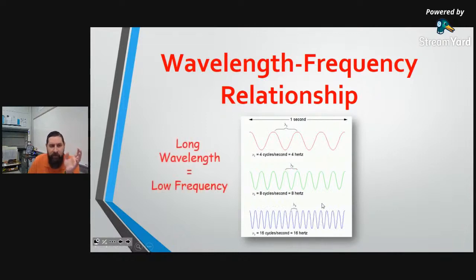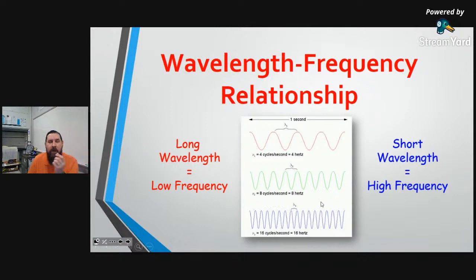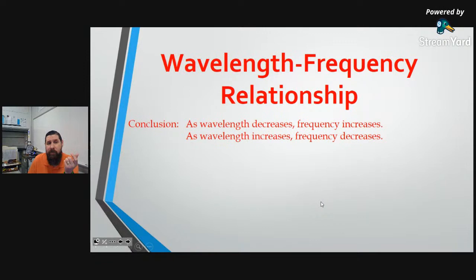So here's the relationship. If you have a long wavelength, you're going to have a low frequency. Conversely, if you have a short wavelength, you're going to have a high frequency. So, conclusion to this, as wavelength decreases, your frequency is going to increase. And as wavelength increases, your frequency is going to decrease. And as I pointed out, it's a direct inverse relationship. If I double one of them, I'm going to half the other.